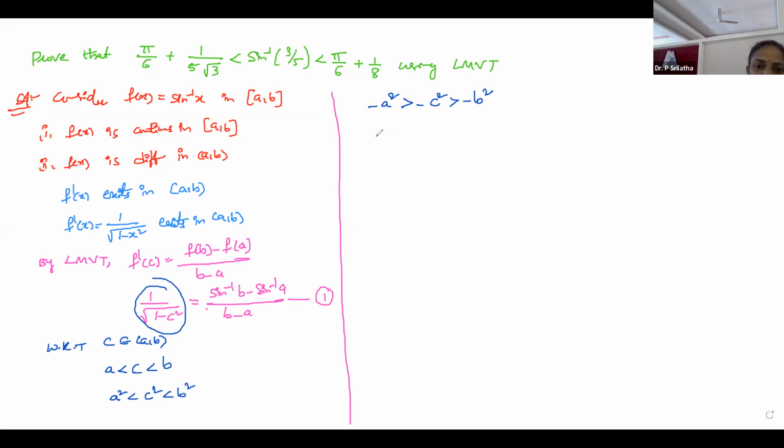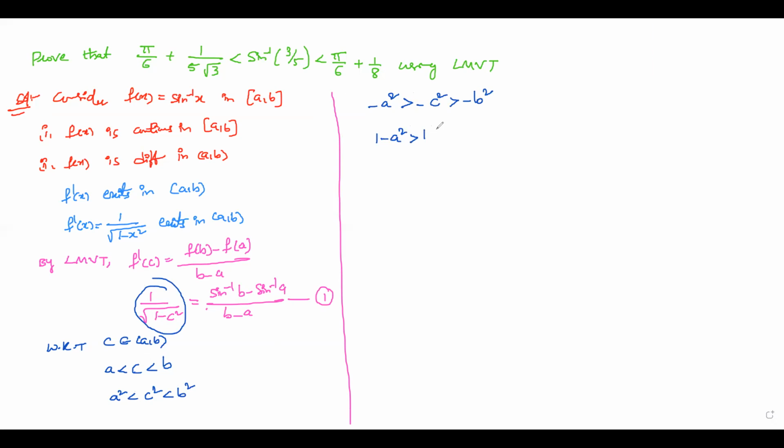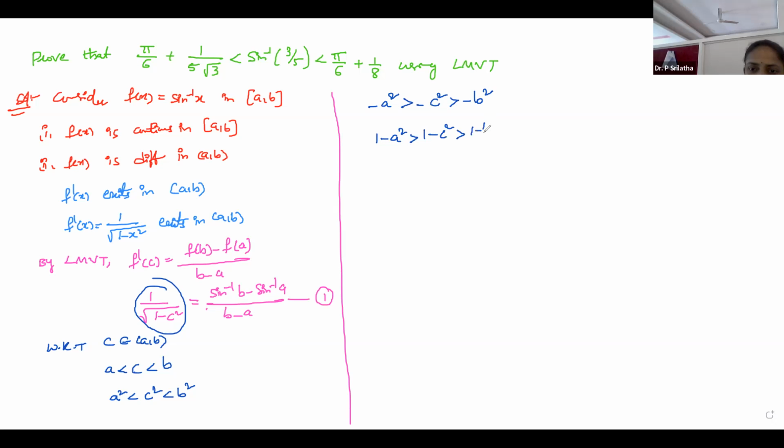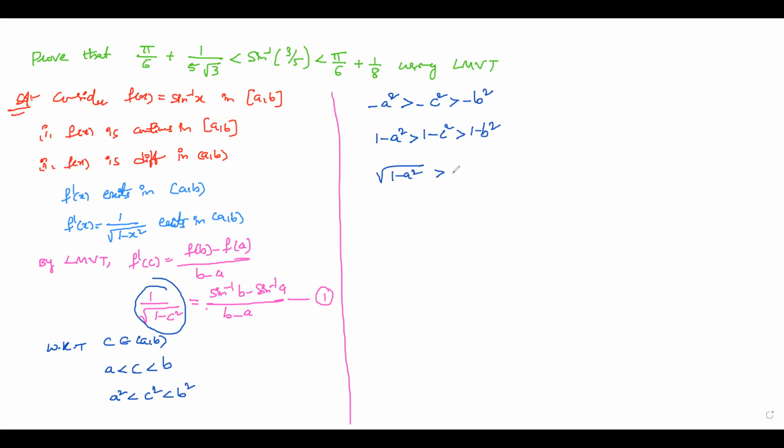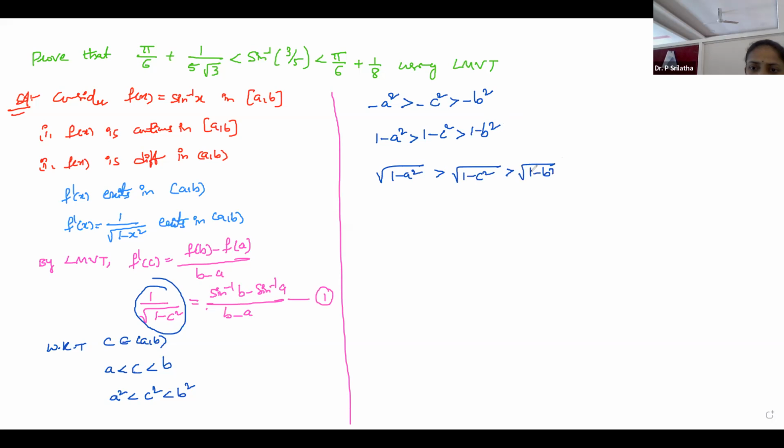Next, add 1. No change. Take root on both sides. No change, the sign will not change. Next, reciprocal. The sign will change, so greater than will convert to less than. So 1 by under root of 1 minus c square is less than 1 by under root of 1 minus b square. Okay, so now we have to substitute our value here, right?